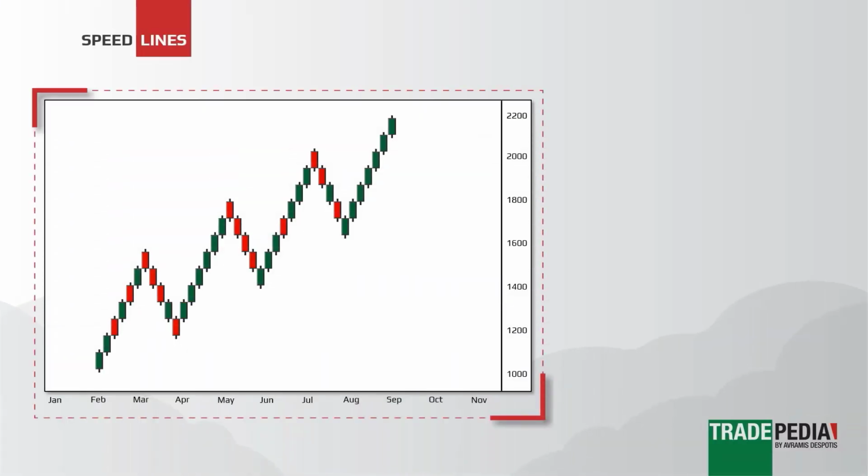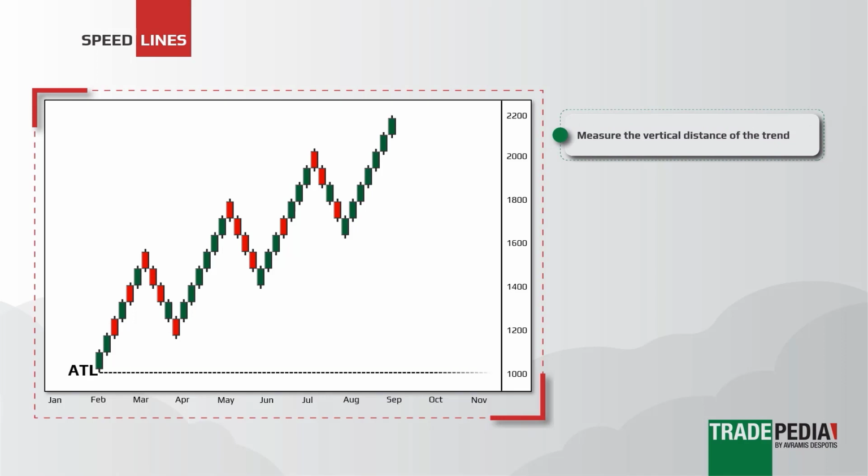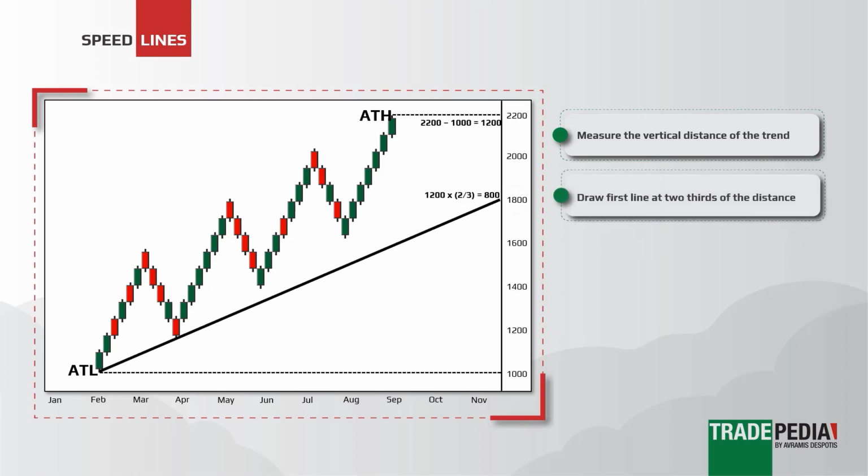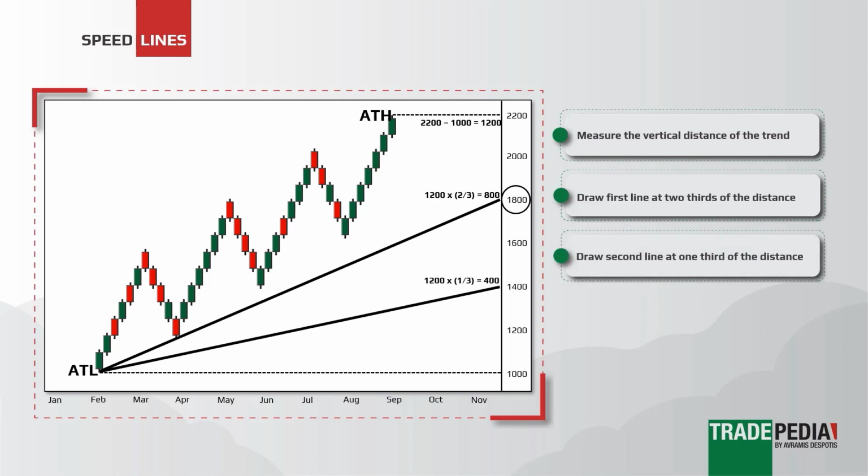Another technique of finding trend lines are speed lines. To calculate the speed lines in a trend, we start by measuring the vertical distance of the move between the all-time low and the all-time high, in our example, 1,200 units. The first speed line is drawn at 2/3 of this distance, that is, 800 units from the all-time low, landing at 1,800. The second line is drawn at 1/3 of the distance, that is, 400 units from the all-time low, landing at 1,400.